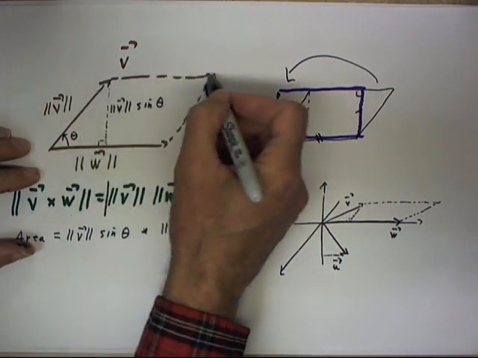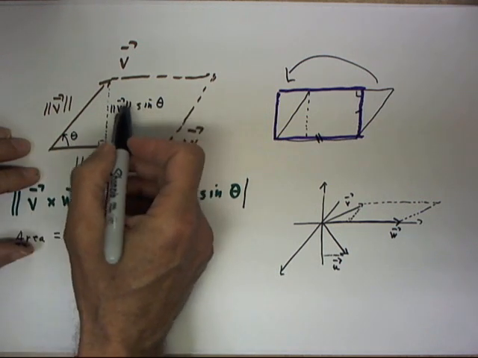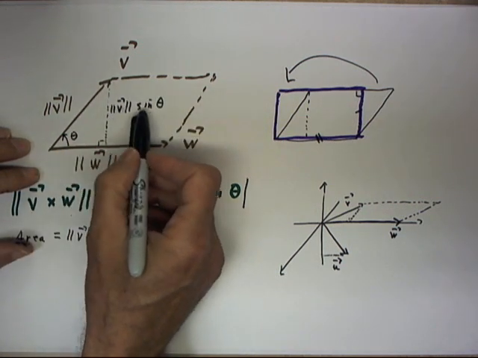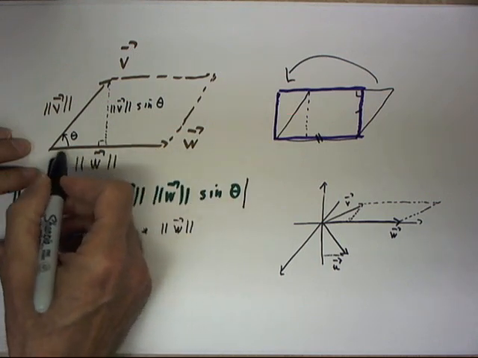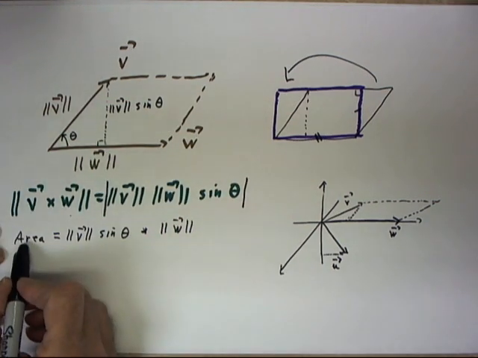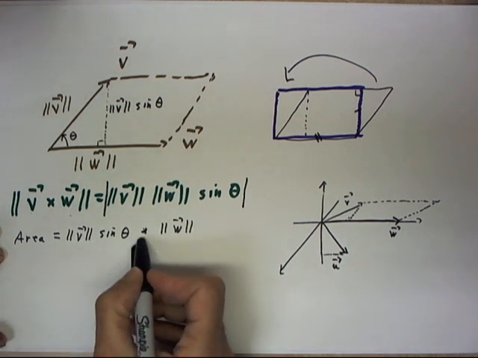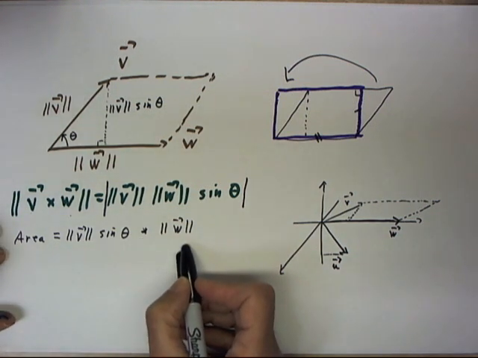So the area of this parallelogram is going to be the area of this altitude, magnitude of V sine theta, multiplied by the magnitude of W. So we can write the area is magnitude of V sine theta times magnitude of W.